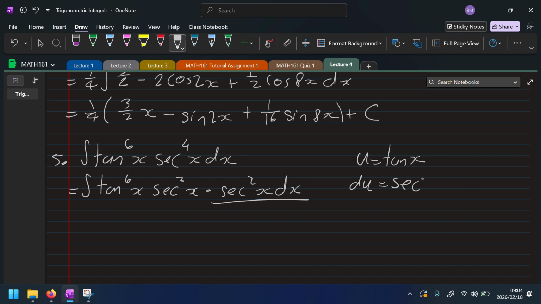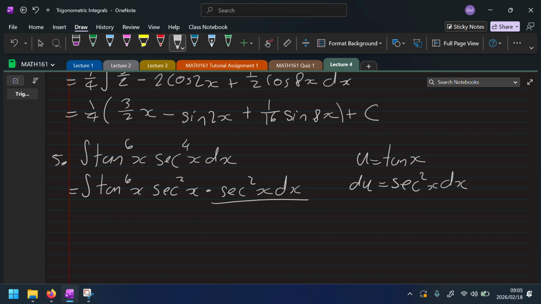Why? Because du is sec squared. So that's what we take out. Okay. So that means everything in the front here needs to be written in terms of tan. So tan to the 6, that's fine. Sec squared, that's not fine. We want to write that in terms of tan.